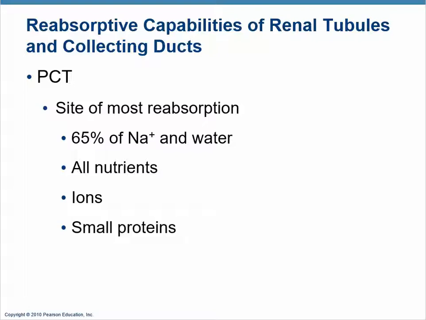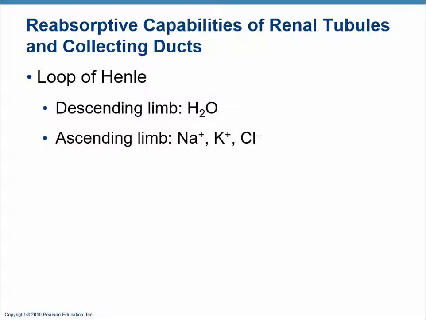Most of the sodium, most of the water happens here. In the loop of Henle, all we're really doing by this point is trying to bring back more water and more ions. Right? So the descending limb of the loop of Henle has got lots of aquaporins in it, and the medulla has very high osmotic gradients.